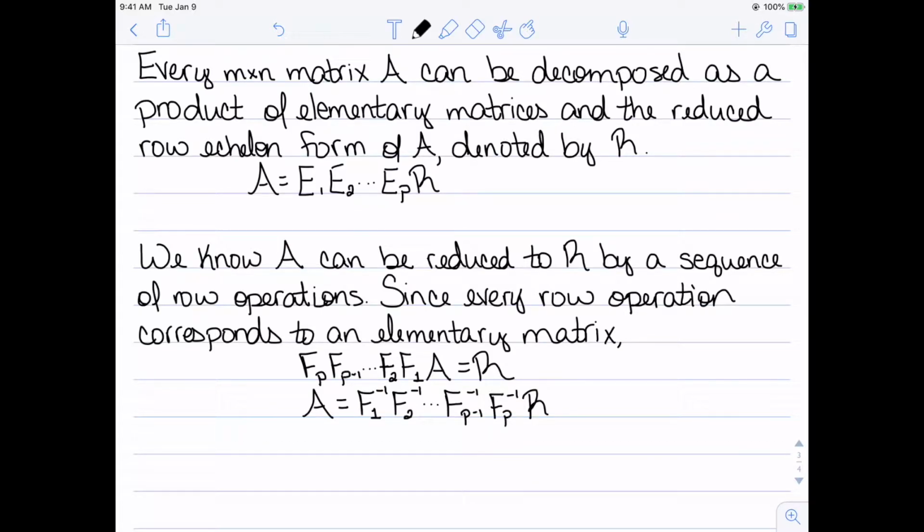Since we know that every elementary matrix has an inverse, we can multiply both sides by the correct sequence of inverses to get that A is equal to F1 inverse, F2 inverse, etc., all the way up to F sub P inverse times R. And since the inverse of an elementary matrix is also an elementary matrix, I can rewrite these as A is equal to E1, E2, etc., all the way up to EP times R, which gives me the result.